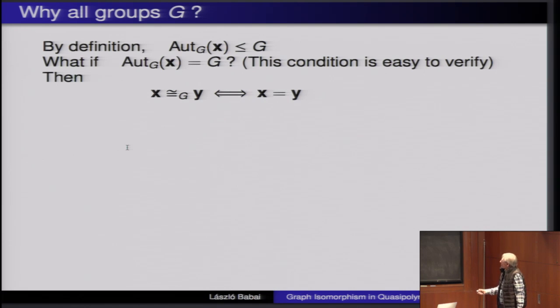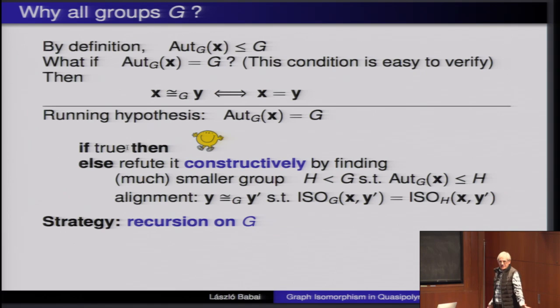Okay? Because what does it mean that they are G isomorphic? That X can be transformed by an element of G into Y. But if the G automorphism group of X is all of G, then X is transformed into X only. So they are isomorphic if and only if they are equal. Okay, so that's fine. Then we are happy.